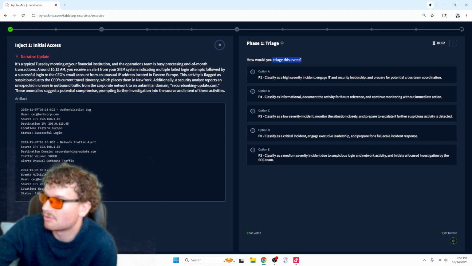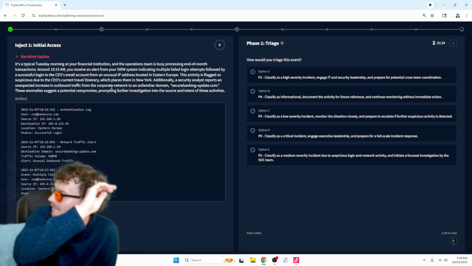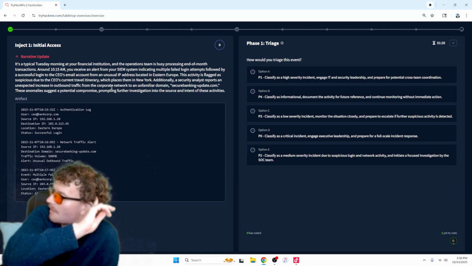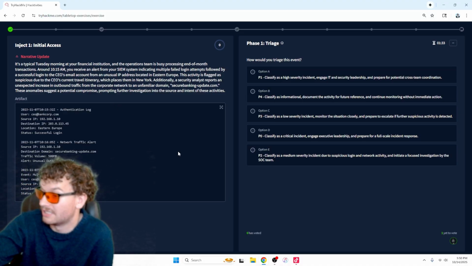So here's our update. Around 10:15 a.m., I receive an alert from the SIEM: login attempts followed by a successful login to the CEO's email account from an unusual IP address. It's flagged as suspicious. Additionally, a security analyst reports an unexpected increase in outbound traffic from the corporate network to an unfamiliar domain. So it could be a potential compromise into the investigation as well as potential data exfiltration.